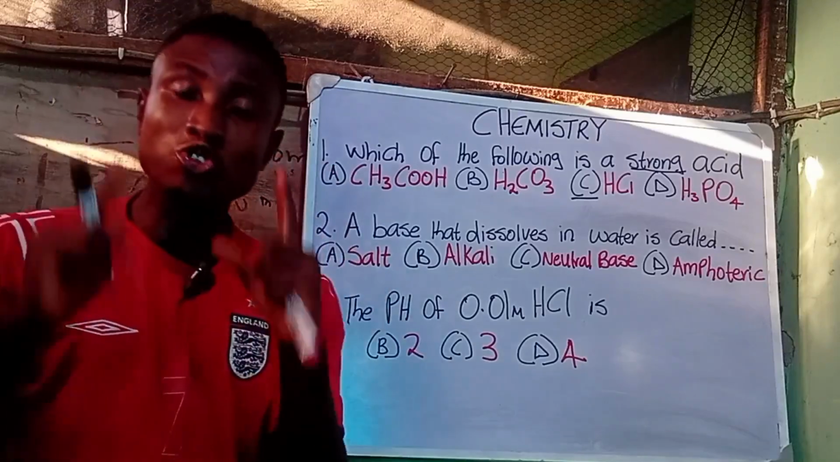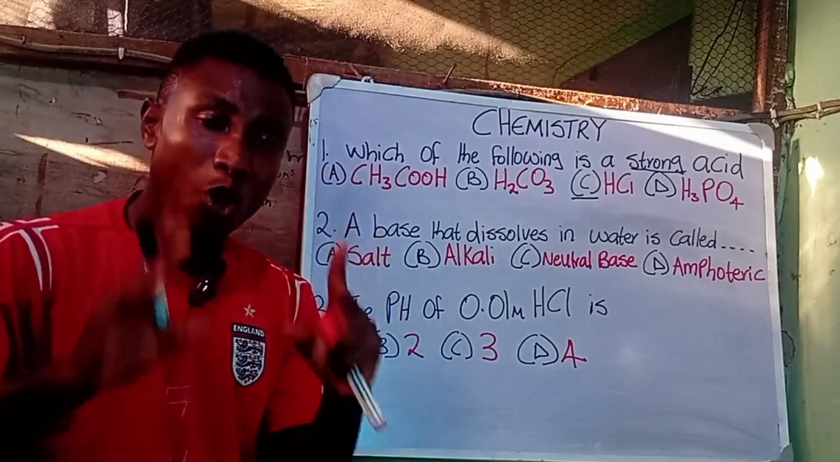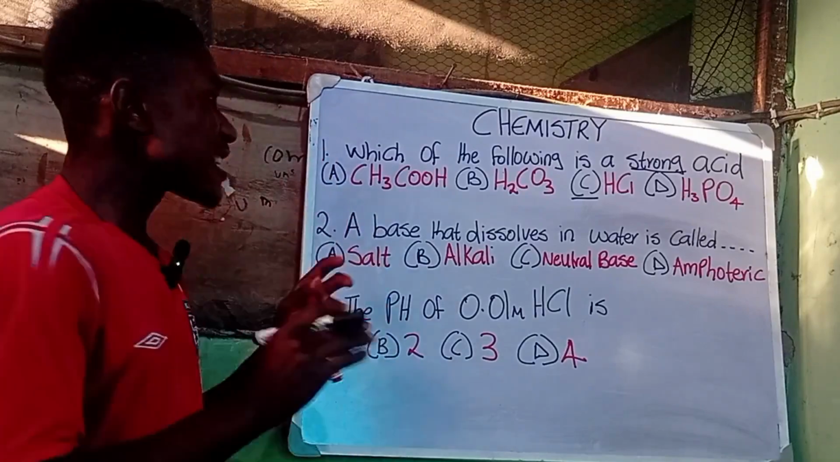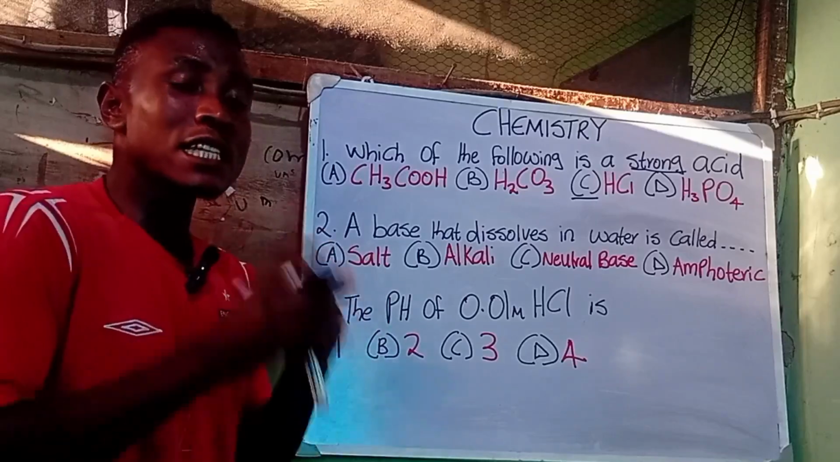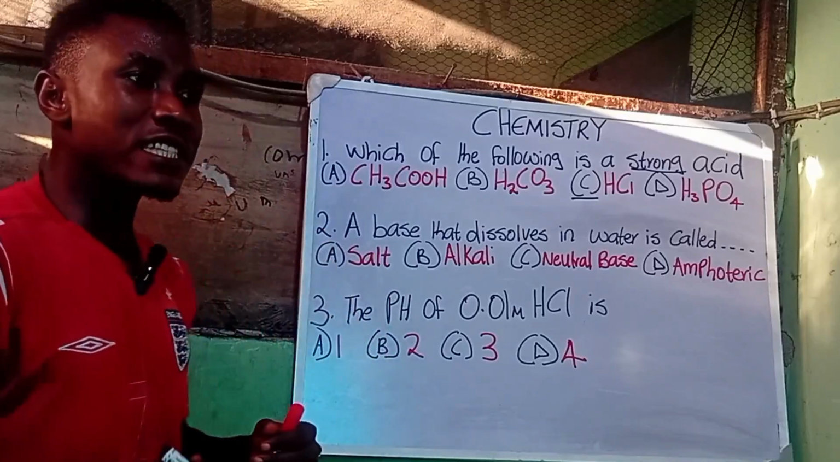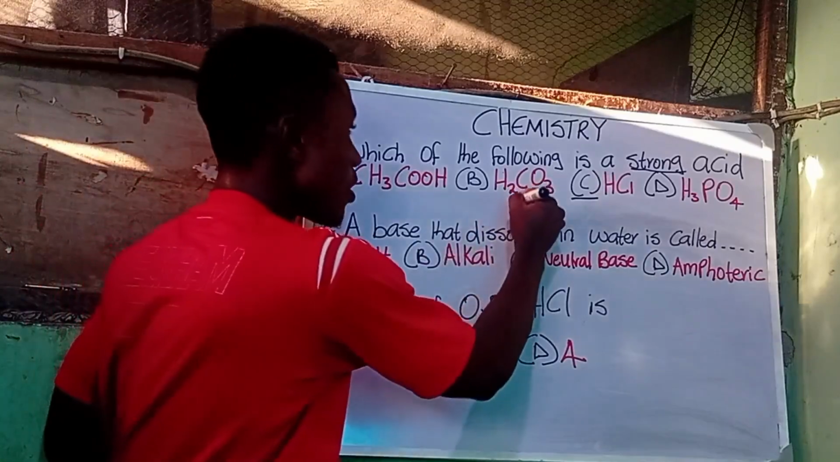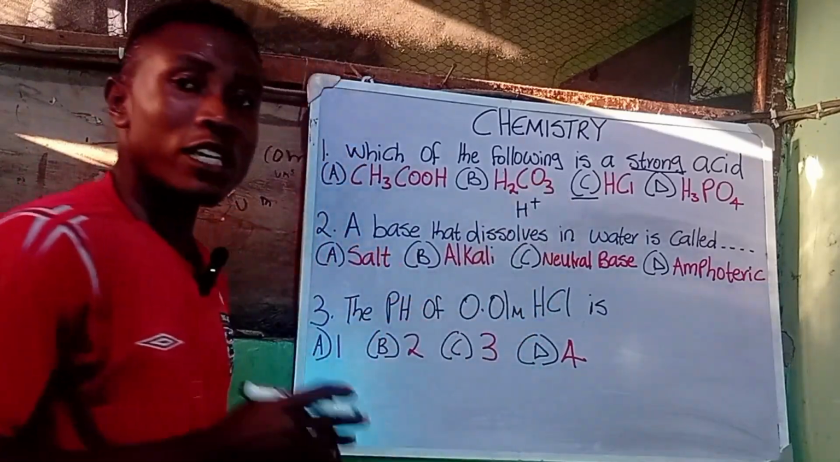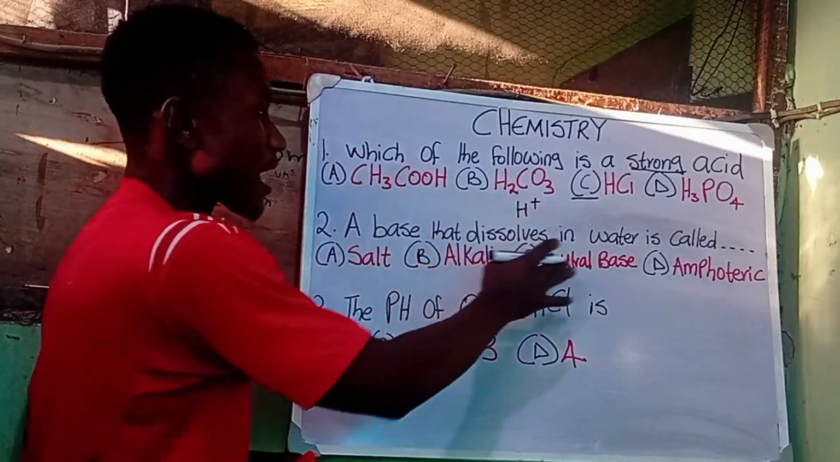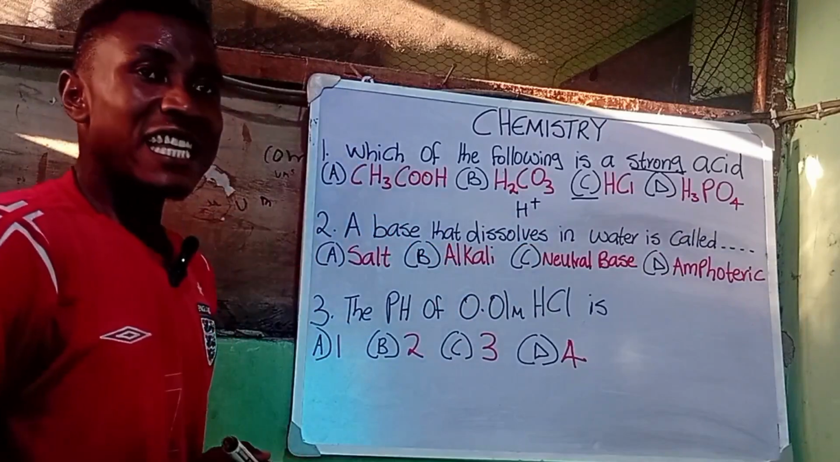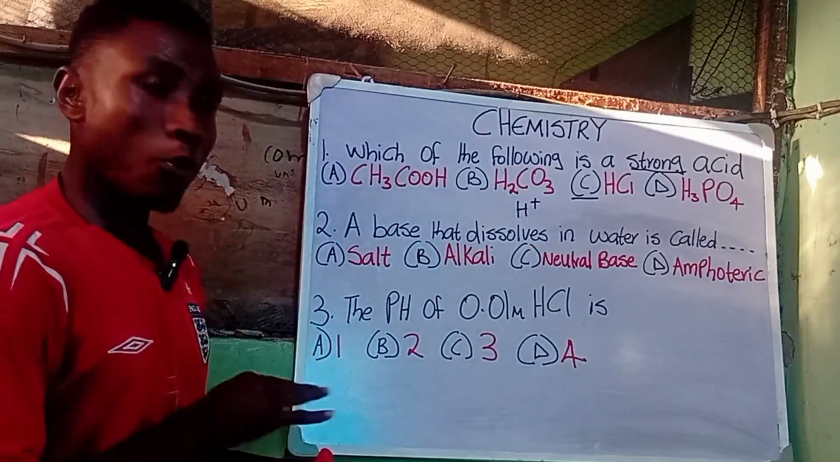Hydrochloric acid is a strong acid. It's a very strong corrosive acid that dissolves completely in water. And when we mean completely dissolving in water, it releases all its hydrogen ions. It gives out all its hydrogen ions, while for the ethanoic acid, the carbonic acid and the phosphoric acid, they don't completely give out their ions.